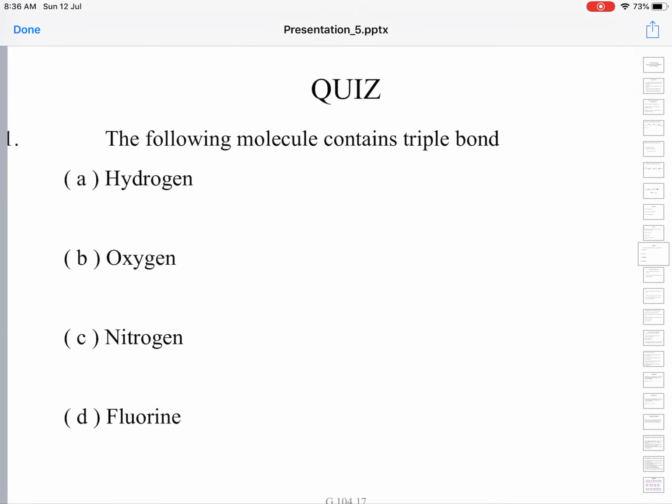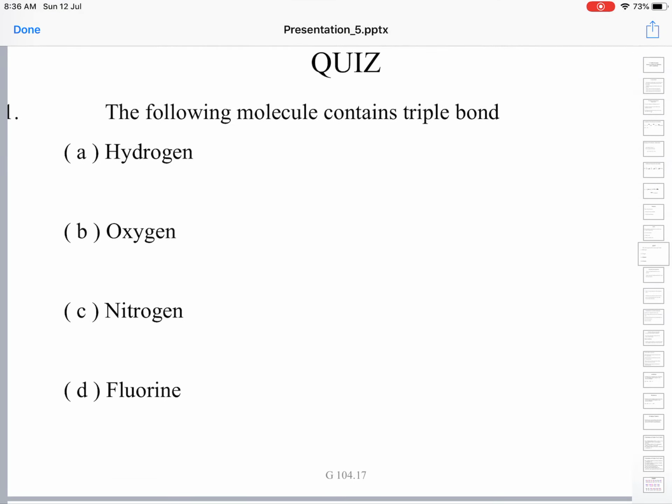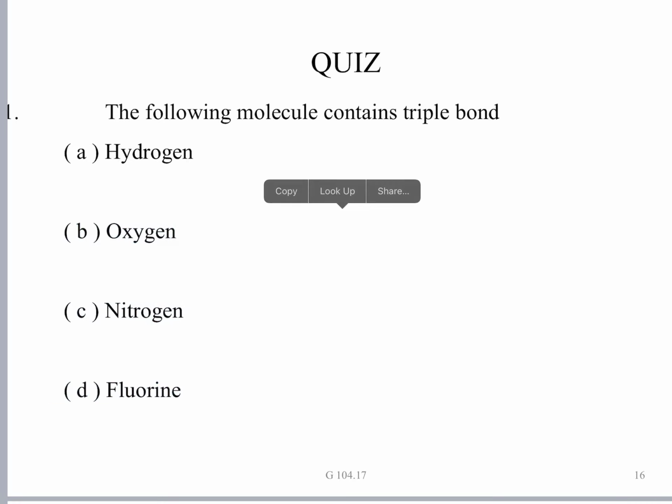Which of the following molecules contains a triple bond? We have just discussed this. Obviously, that is nitrogen. In fluorine, only a single pair is shared in the F2 molecule, so it is a single bond. In oxygen, it is a double bond. In hydrogen, it is again a single bond. In nitrogen, it is a triple bond. Just recalling what we have learned so far.